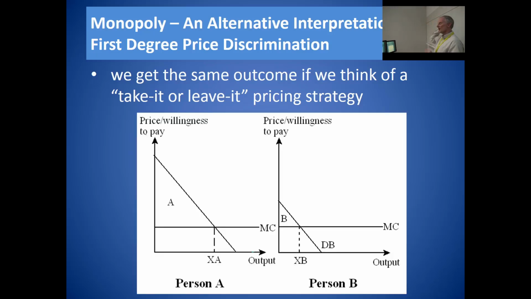Take this example. The monopolist has identified two different customers. We've got person A and person B. And these two customers are different. They've got different willingnesses to pay for the monopolist's output. Person A has a much higher willingness to pay. His demand curve is drawn further out. Person B has a much lower willingness or ability to pay. His demand curve is drawn much closer to the origin. So for any given output level, person A is willing to pay an awful lot more.